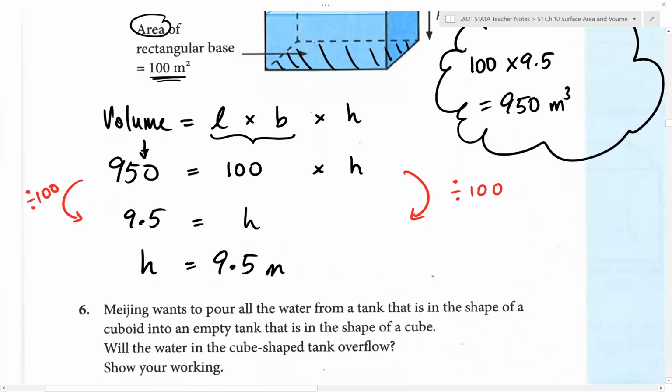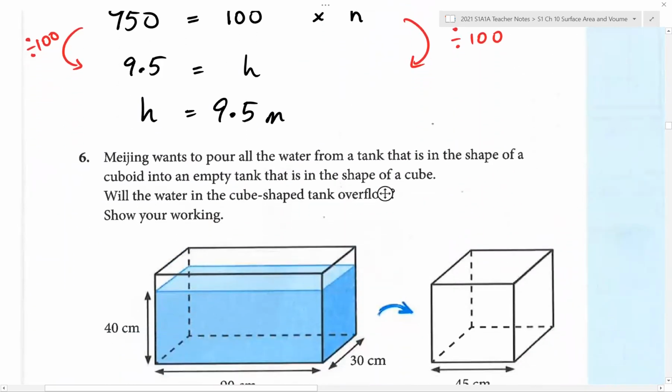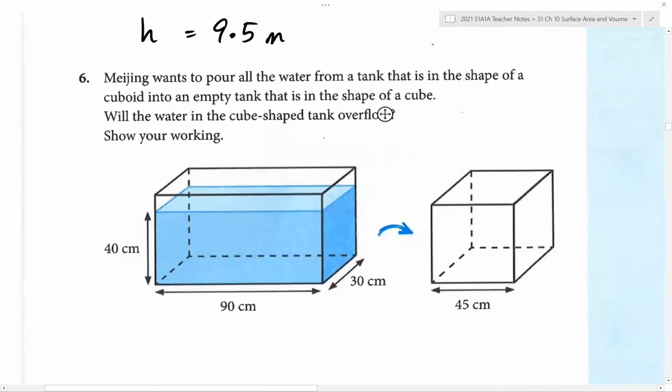Okay. Now next, question 6. Now Mei Jing wants to pour all the water from a tank that is in the shape of a cuboid. So you can see that, oh, it is not completely filled. Into an empty tank that is in the shape of a cube. Will the water in the cube overflow? Will it overflow? So do you understand the question? Do you understand the scenario? Is the English okay?